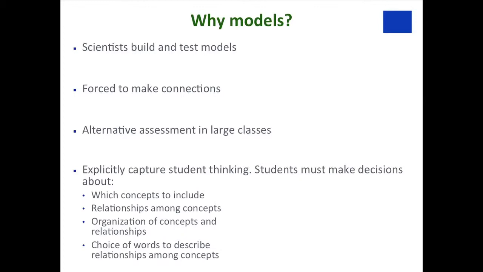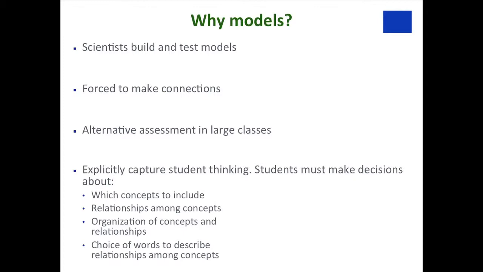So the students have to make decisions about what concepts do I put in there, okay? What are the relationships among those concepts? How do you organize these things? And the choice of words to link two concepts, institution and family, and whatever problem you're doing, they have to make the link: institution is not family. There's some sort of link based on the context of what you're teaching, your goals.